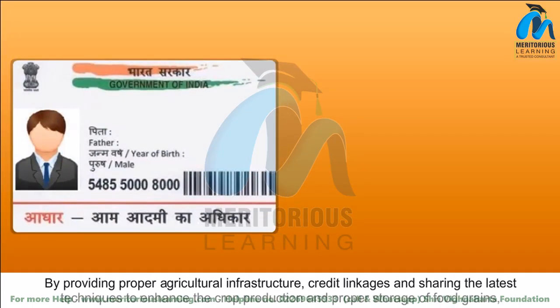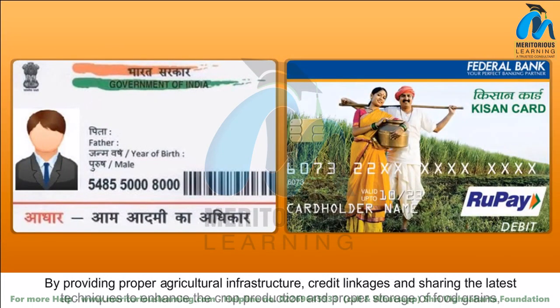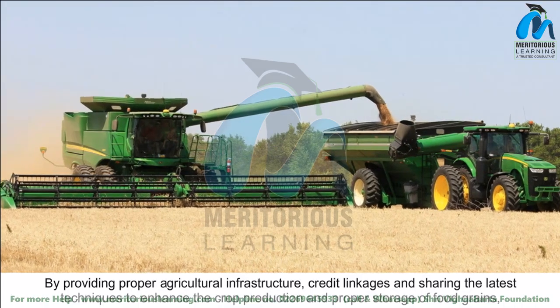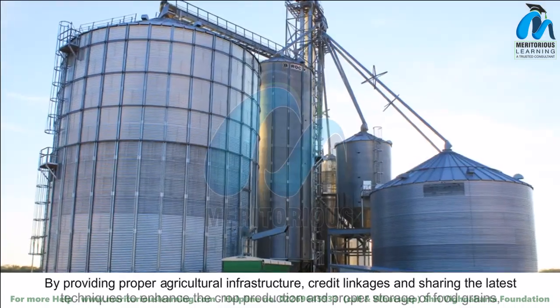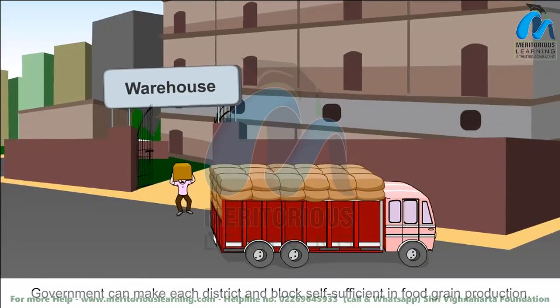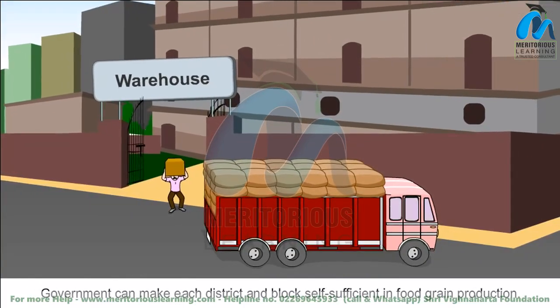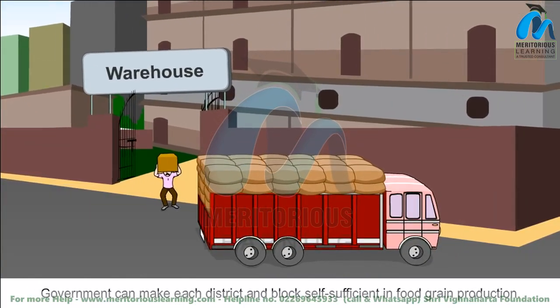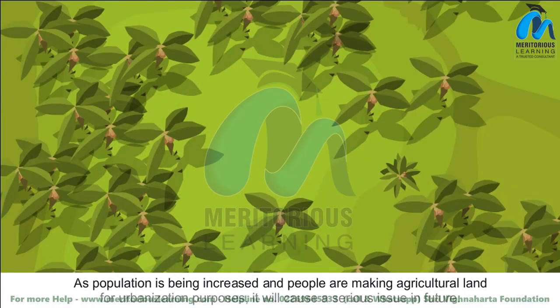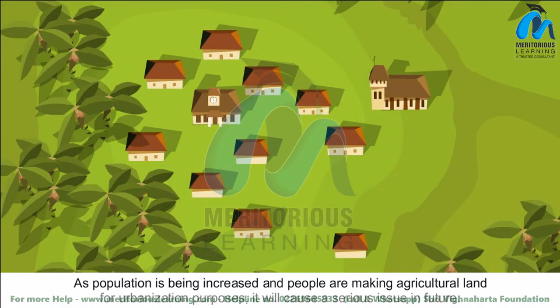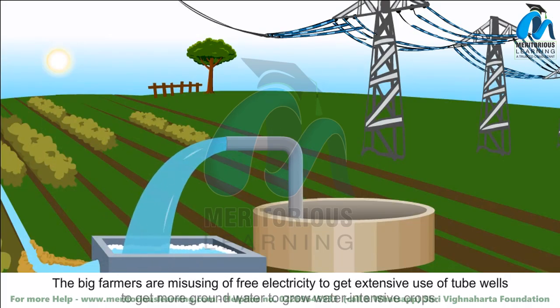By providing proper agricultural infrastructure, credit linkages and sharing the latest techniques to enhance the crop production and proper storage of food grains, government can make each district and block self-sufficient in food grain production. As population is being increased and people are making agricultural land for urbanization purposes, it will cause a serious issue in future. The big farmers are misusing free electricity to get extensive use of tube wells to get more groundwater to grow water-intensive crops.